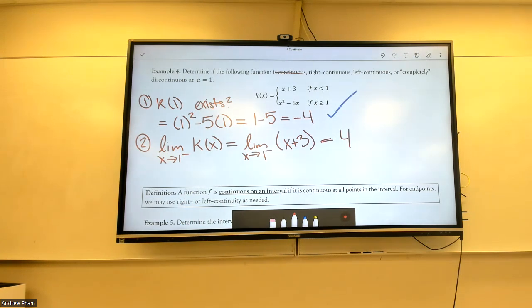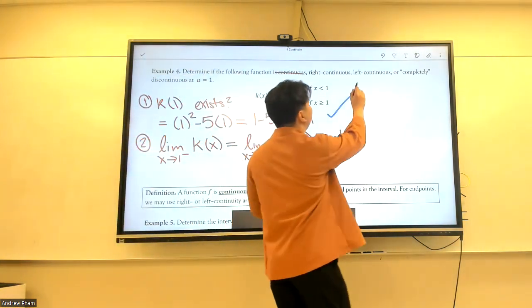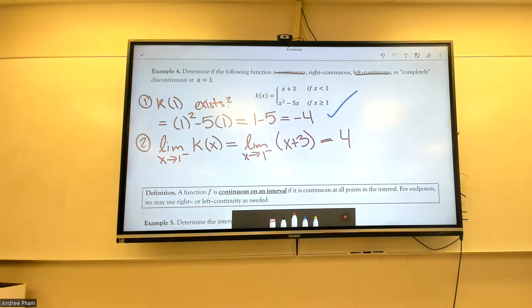I can actually also wipe out left continuous. Why can I wipe out left continuous? Yeah, we found the left-hand limit, and that's not the same as the original. What about right continuous? Do y'all think I'll be right continuous? Yes or no? Just looking at it.